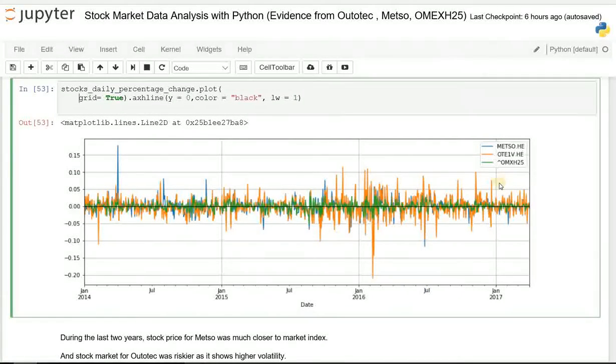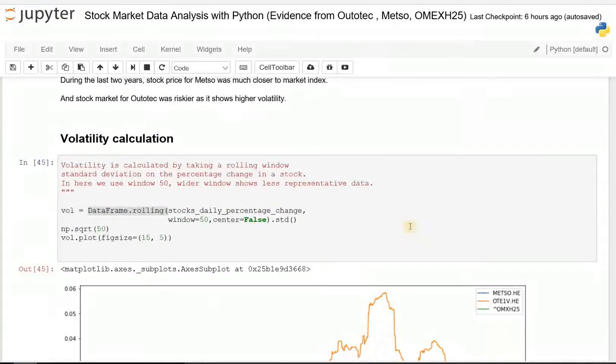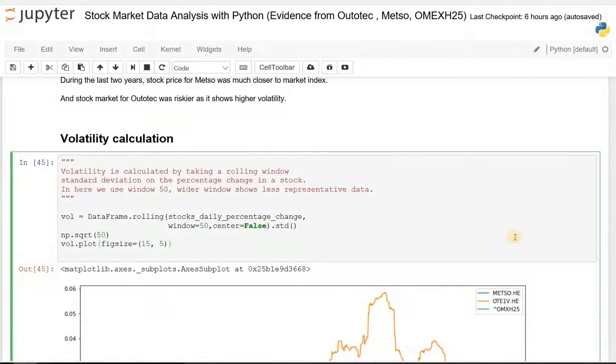Now I'm going to plot the data for my stock daily percentage changes. This time I get a really good result. It shows me that during the last 2 years, the stock prices for Metso were much closer to the market index, and the stock for Outotec was really riskier and more volatile. I can calculate volatility as a separate plot as well.